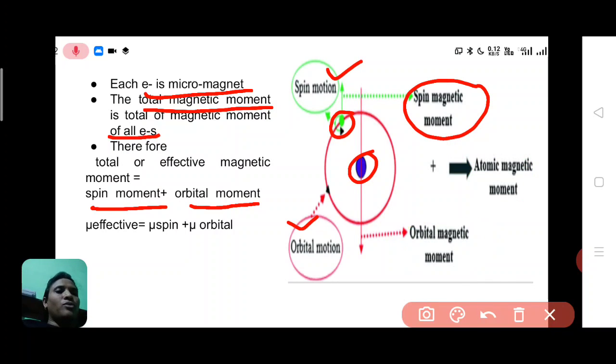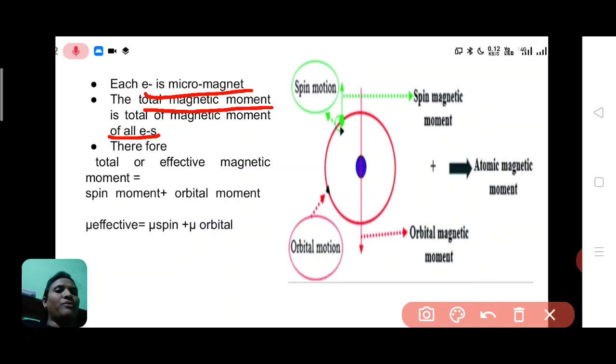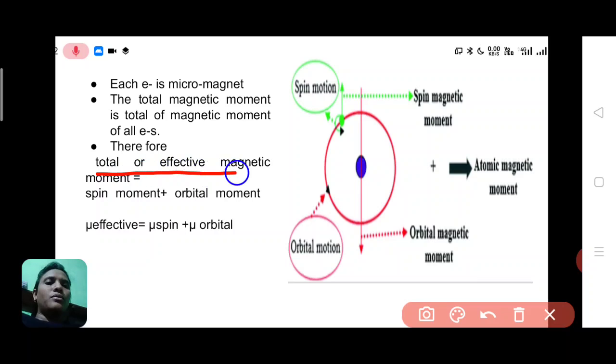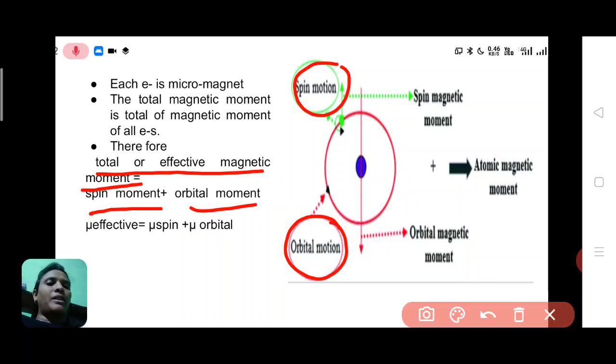Okay, so what is the total magnetic moment? The formula of total magnetic moment will be: total or effective magnetic moment is equal to spin moment plus orbital moment. Okay, this is a spin motion and this one is an orbital motion. So spin moment plus orbital moment give rise to effective magnetic moment or total magnetic moment.